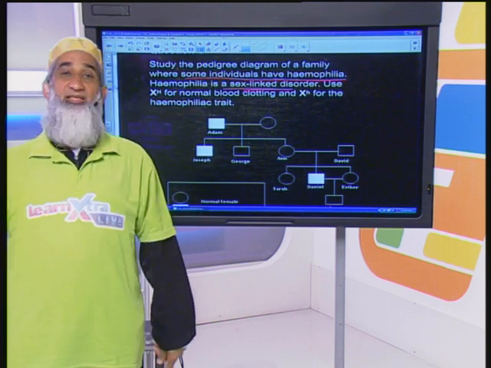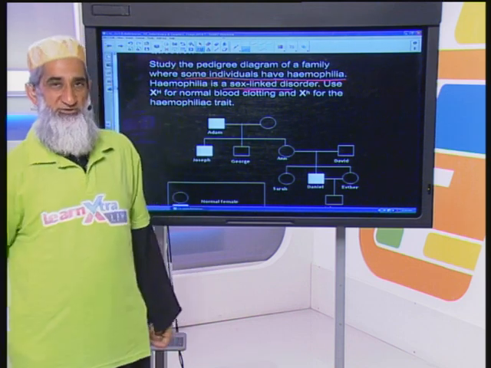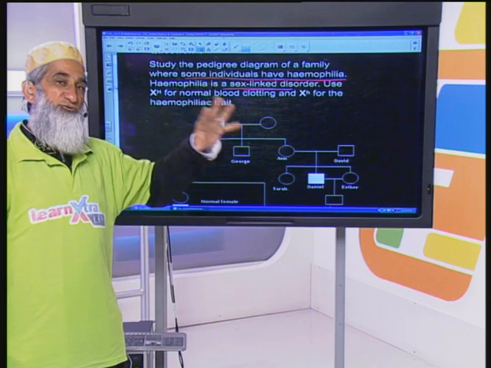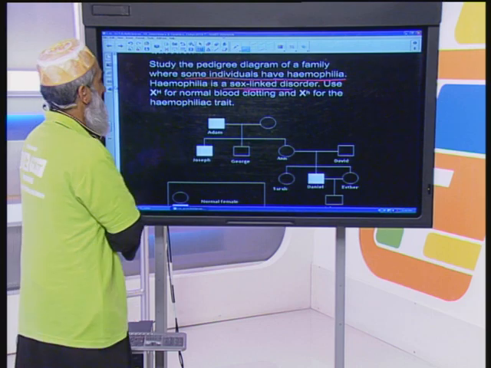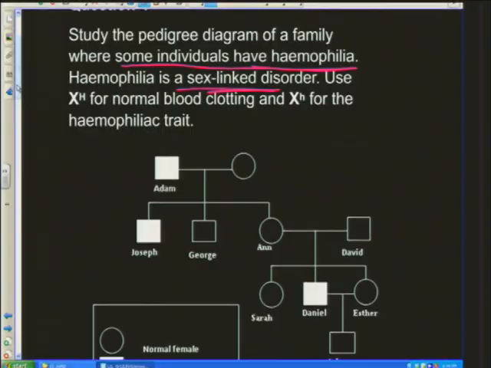He can give you another sex-linked disease, but then he must tell you it's sex-linked, because he won't ask you about that disease. But he will ask you how to work it out, and that's what's important in these cases. Use X capital H for normal blood clotting, and X small h for the hemophiliac trait.